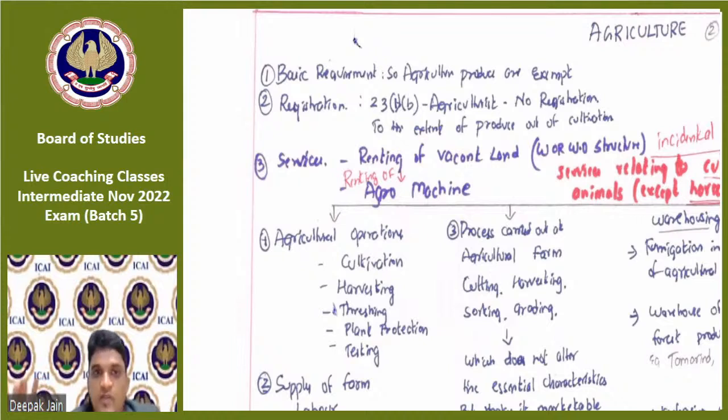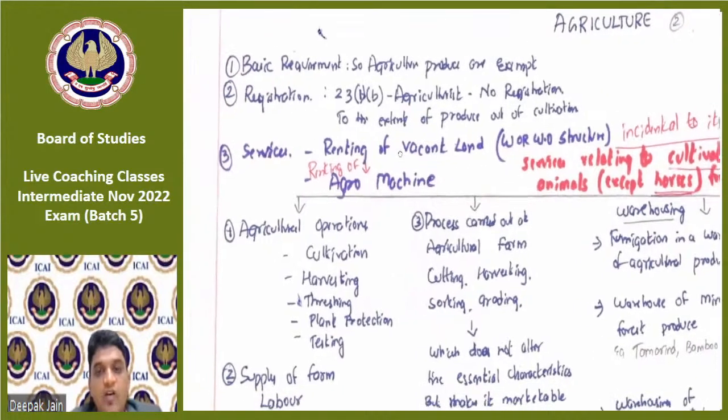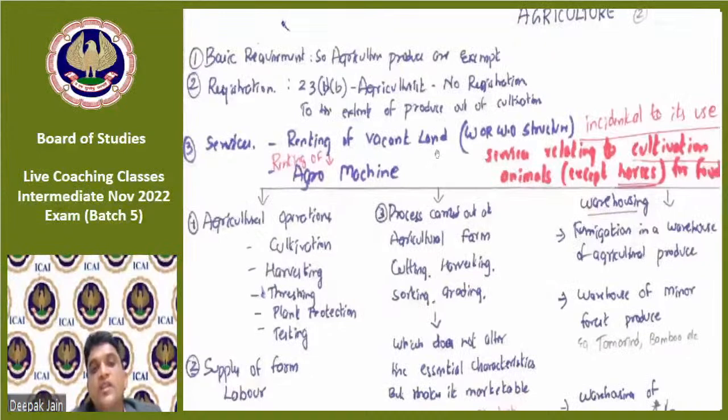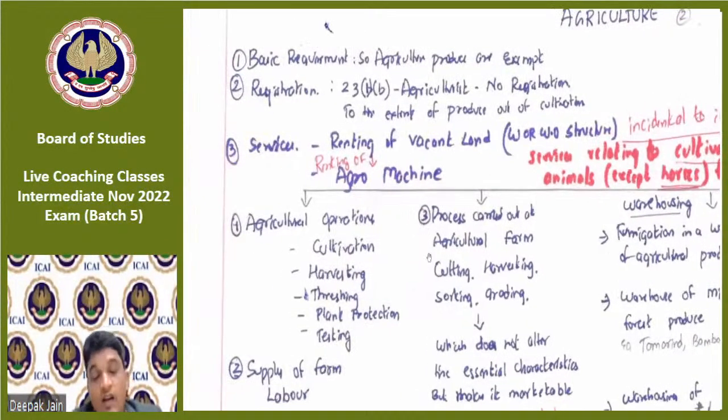ठीक है. देन व्हाट आर ऑल द सर्विसेज विच आर एग्जेम्प्टेड, एक एक पढ़ेंगे. रेंटिंग ऑफ वेकेंट लैंड, इट कुड बी विथ और विदाउट स्ट्रक्चर. Then renting of agro machinery, right? हमने जो पढ़ा वो सेक्शन पढ़ा था, अभी सेक्शन को समझने के लिए अलग अलग ब्रेकअप देके पढ़ेंगे. सर्विसेज ऑफ रेंटिंग ऑफ वेकेंट लैंड एंड रेंटिंग ऑफ एग्रीकल्चरल मशीन. ओके, वेकेंट लैंड हो गया विदाउट स्ट्रक्चर, या एग्रो मशीन रेंट कर दिए तो भी एग्जेम्प्टेड है.